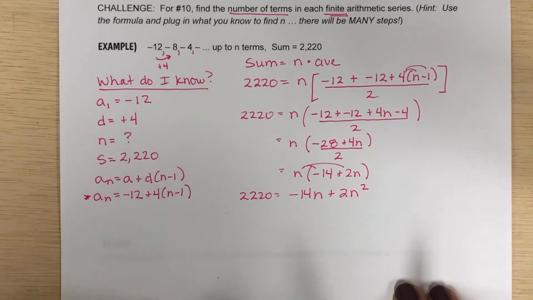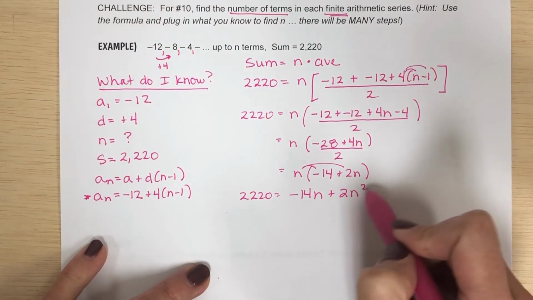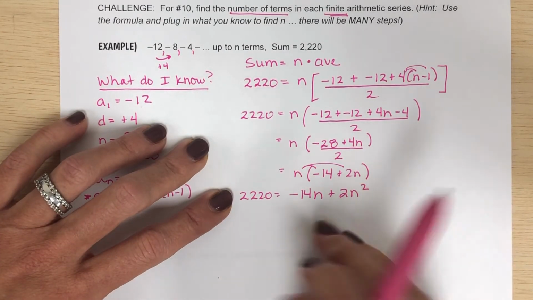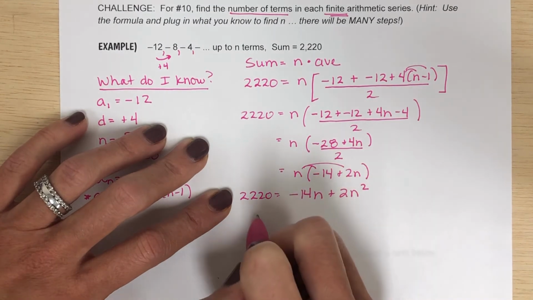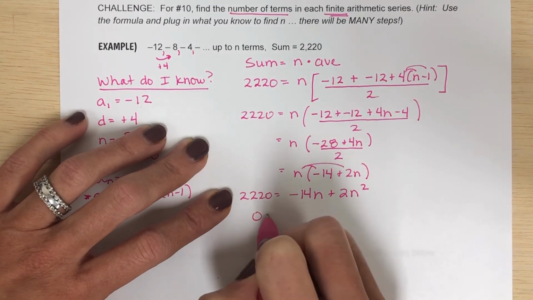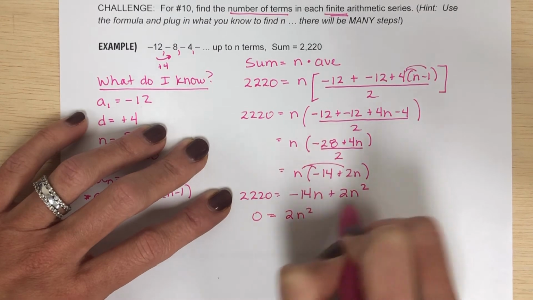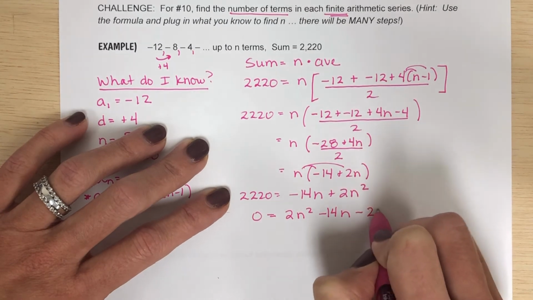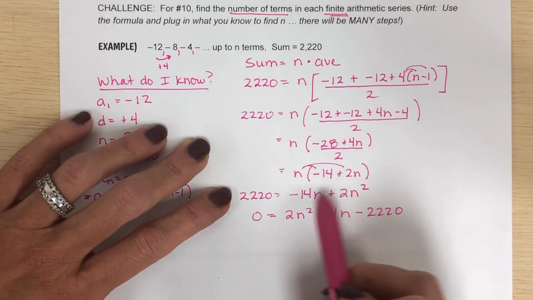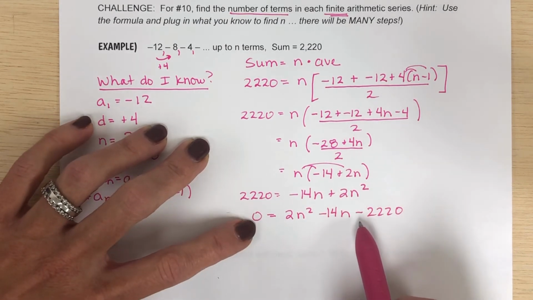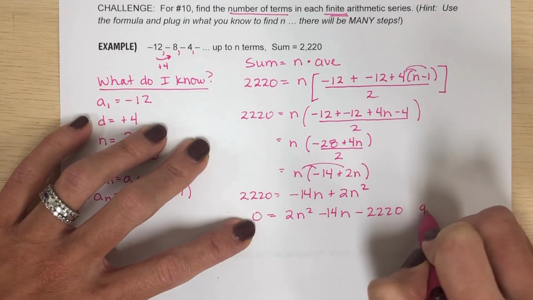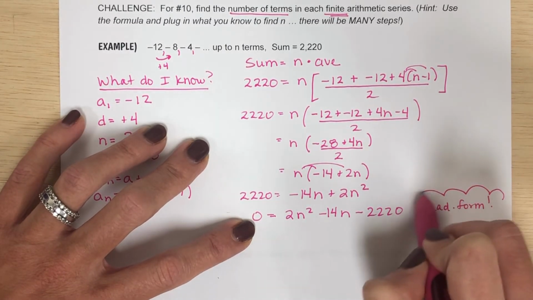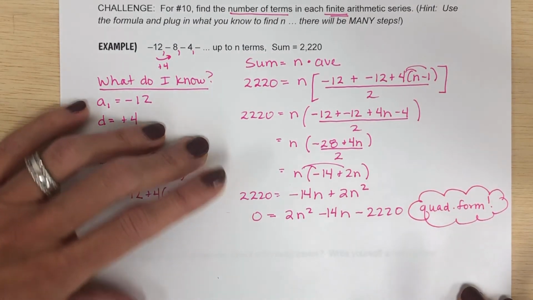You might notice we've got a quadratic because I have an n squared. Can we solve this? Yes, we can. I'm going to move everything over to one side so I can use my quadratic formula. I'm going to subtract 2,220 to get 0 equals. I'll put my quadratic term first, my linear term second, and my constant term last. So I rewrote this equation because now I can use my favorite, the quadratic formula. We'll be doing a lot of quadratic formula.